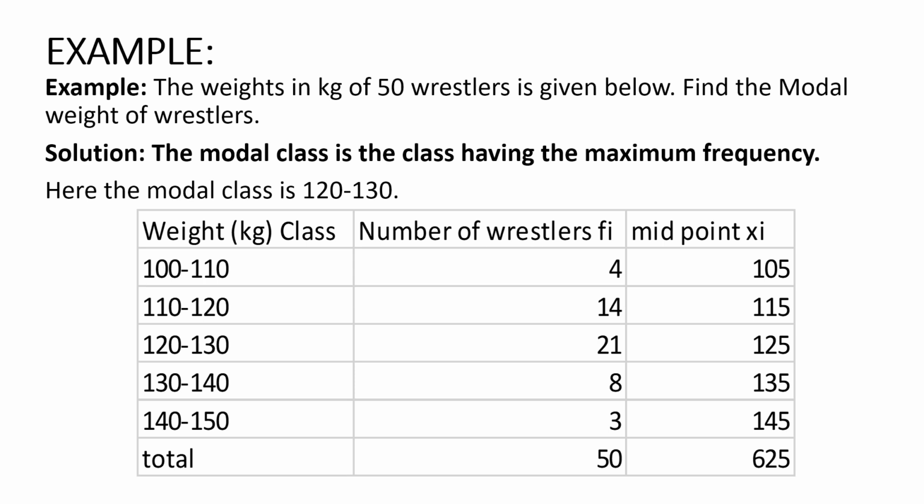Now first thing is what we are given is weight in the form of classes. For example, 100 to 110 kgs, the number of wrestlers, which is the frequency, is 4. Same way 110 to 120, the frequency is 14. So first thing is we determine which is the modal class. Remember, modal class is the class having the maximum frequencies. So now over here the class 120 to 130 has the maximum frequency, which is 21. So the modal class is 120 to 130.